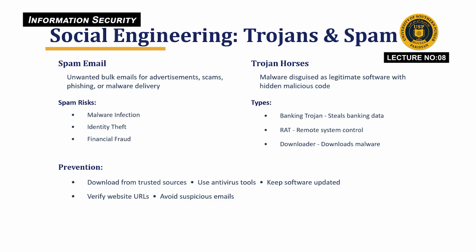Spam emails are bulk emails for advertisement, scams, phishing, or malware delivery. A Trojan horse is software with hidden malicious code. Examples: fake antivirus programs, cracked software. How do we prevent it? Download software from trusted sources, avoid suspicious emails, and keep software updated.